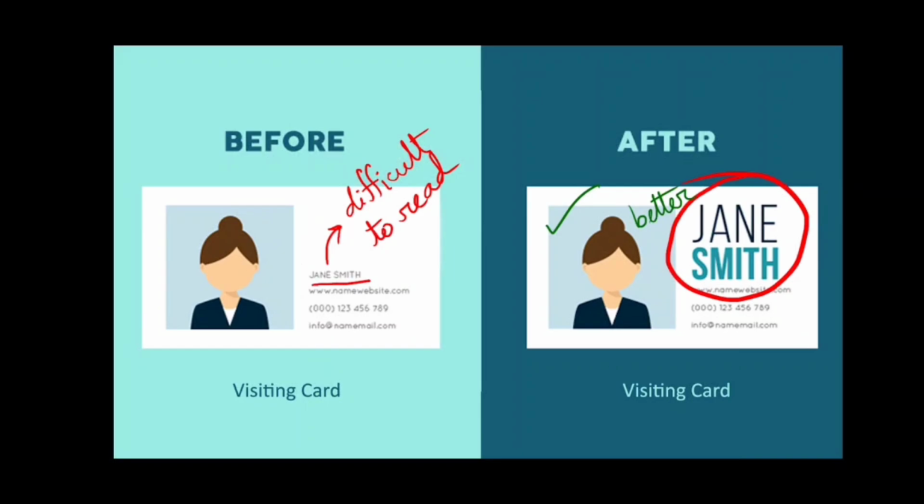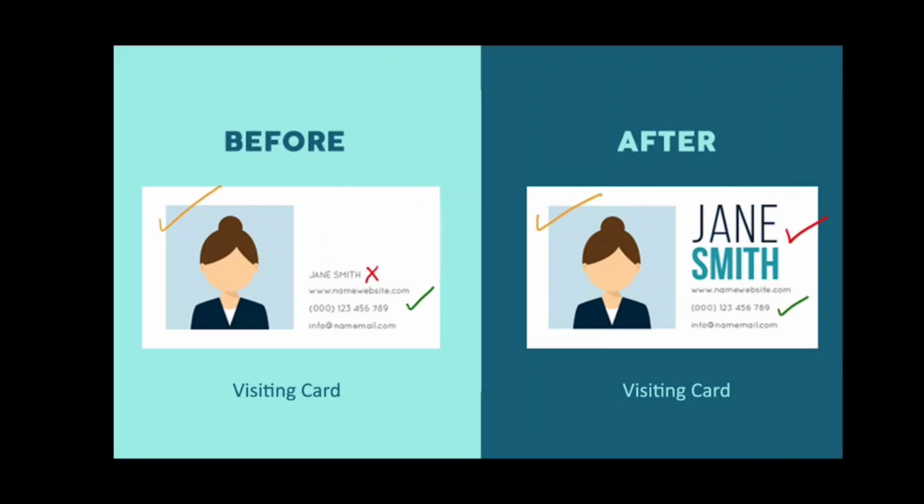But if you see the right hand side picture, the name is in caps and bigger in size. It's directly giving you the message, even if you are seeing this design from a distance, that this is a visiting card and this is who the person is. That's why the design on the right successfully creates the visual hierarchy.